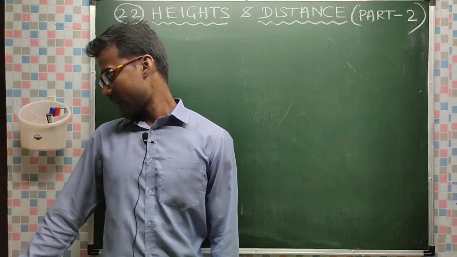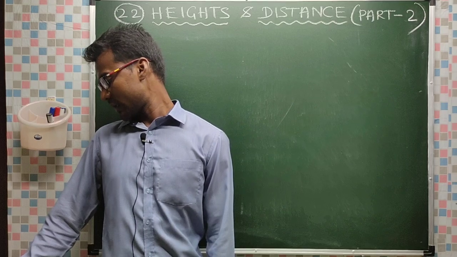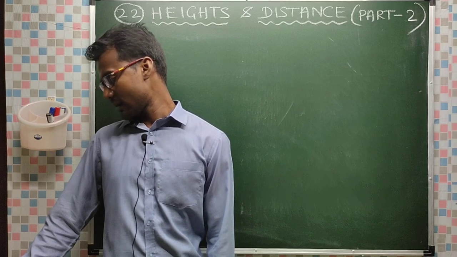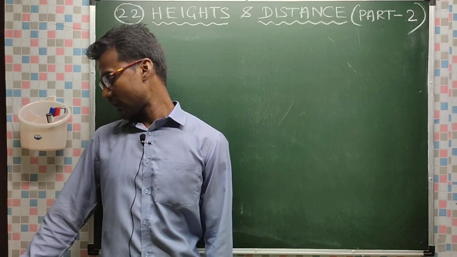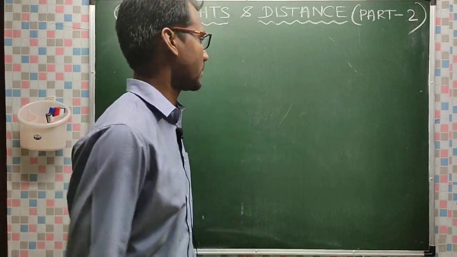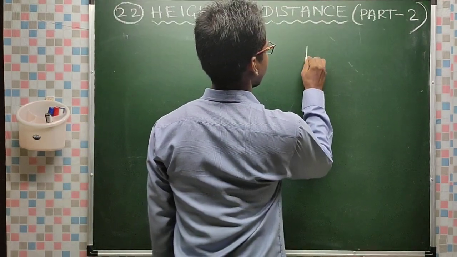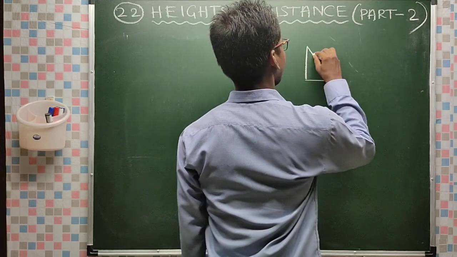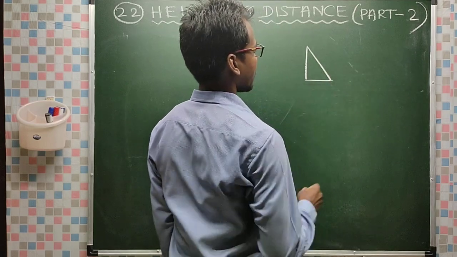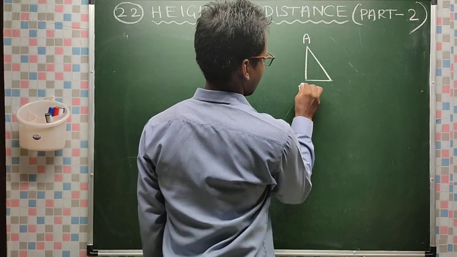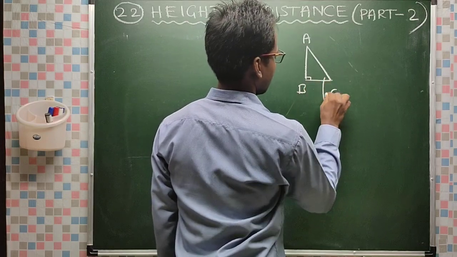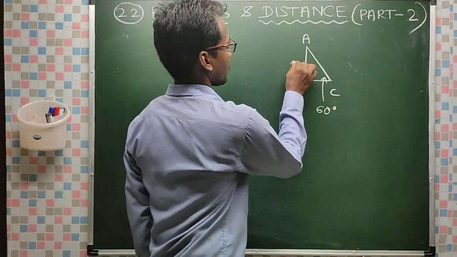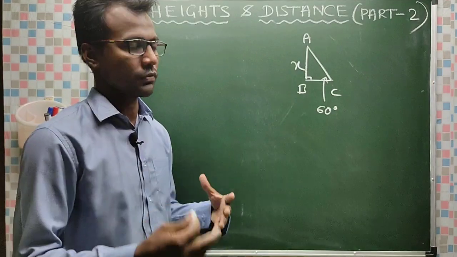First example: find the height of a tree when it is found that on walking away from it 20 meters in a horizontal line through its base, the elevation of its top changes from 60 degree to 30 degree. Suppose this is a tree. This was the initial point of observation, A, B, C. This is 60 degree. Height of the tree, suppose x, we don't know. We've been asked to find it.